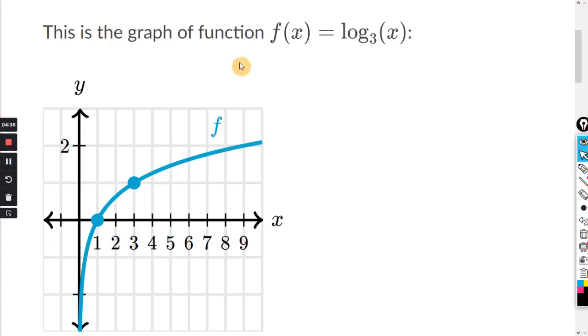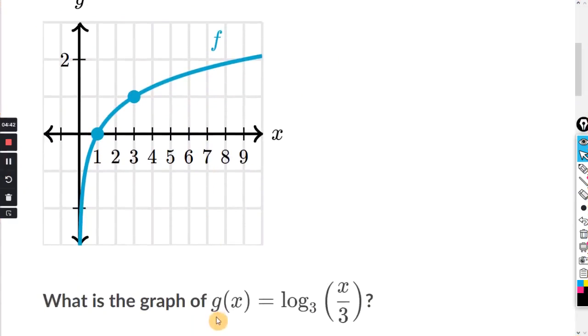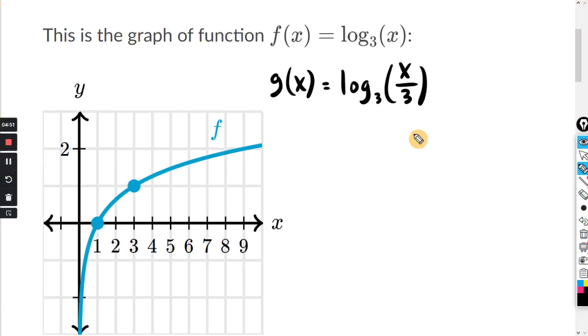All right, this is the graph of function f of x equals log base 3 of x right here. What is the graph of g of x equals log base 3 of x over 3? All right, so this is f of x and this is g of x. Some of this you can do in your head.